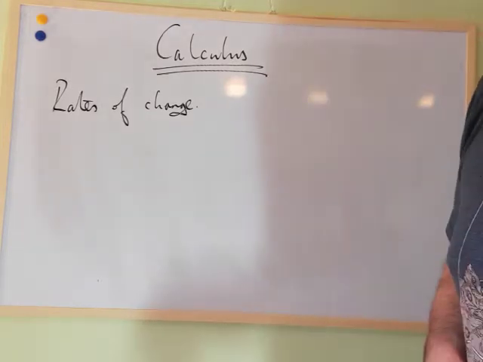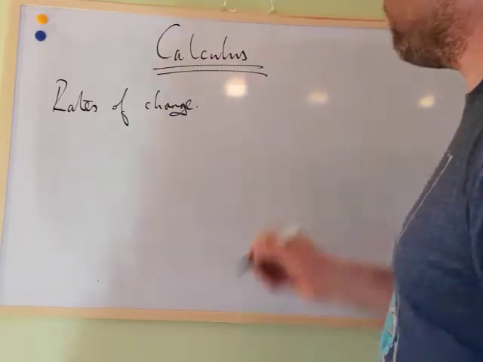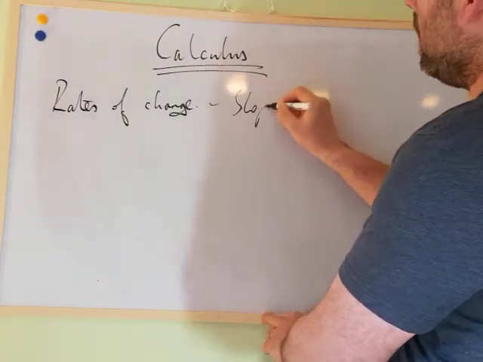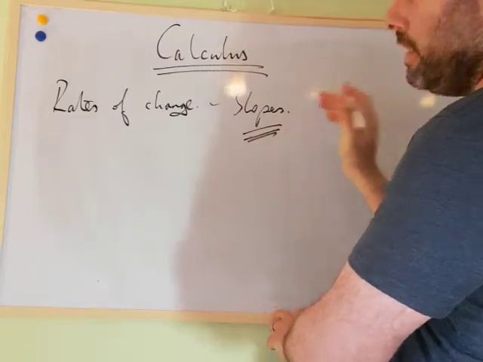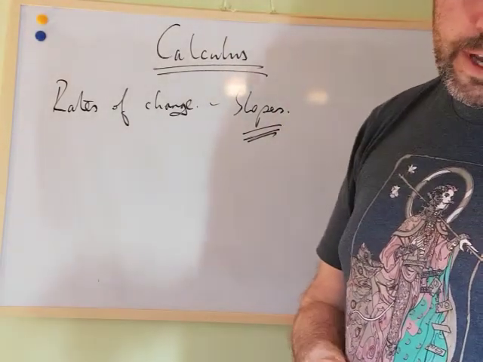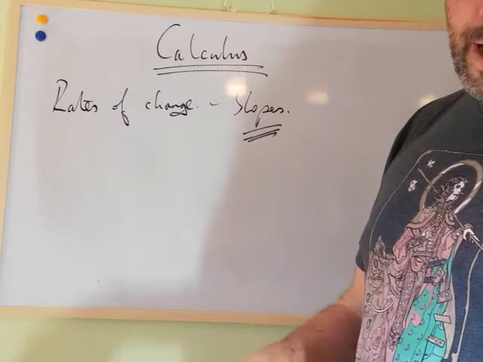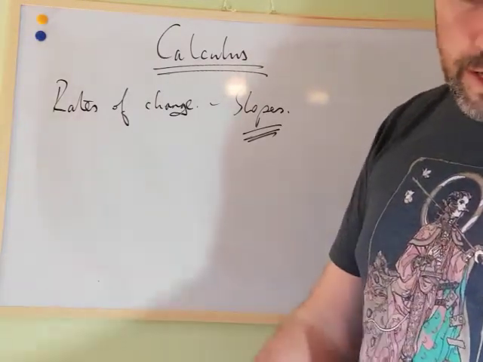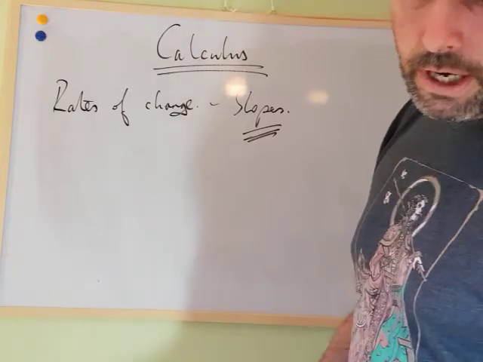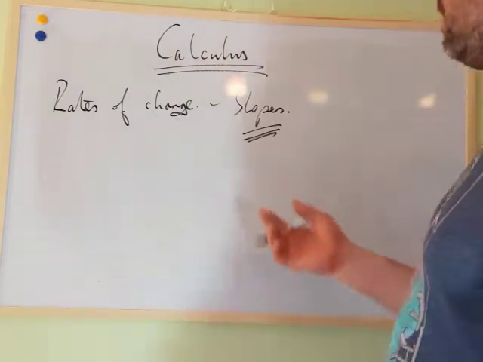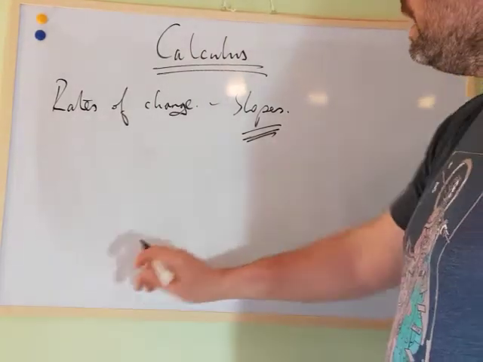Okay? So, as I said, it's about rates of change, which means we are talking about slopes. And this is very important that we don't forget this, okay? Whenever we look at calculus, we are looking at slope values, rates of change, stuff to do with slopes, all right? So there is some notation that we use in calculus.